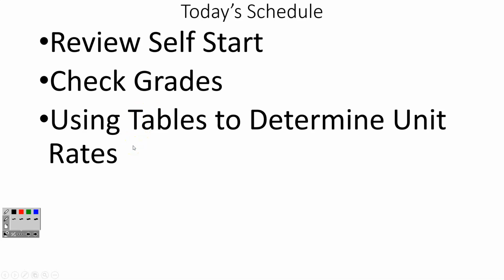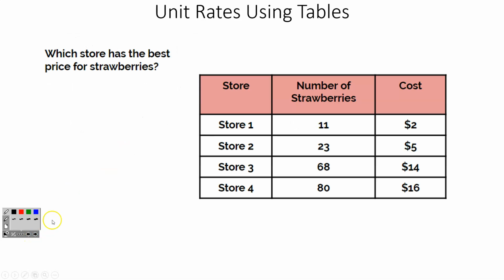And today, students are going to be using tables to determine unit rates. So something that looks like this maybe. So which store has the best price for strawberries? Price comes before strawberries. So for store number 1, I would do my price divided by my strawberries. So 2 divided by 11, and it comes up with a long decimal. I'm just going to put 0.18, so 18 cents per strawberry.